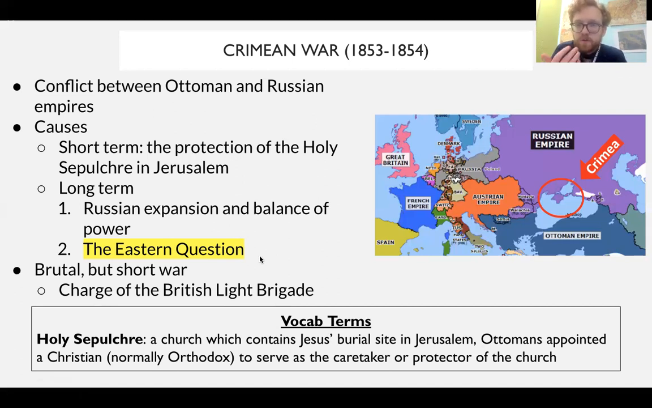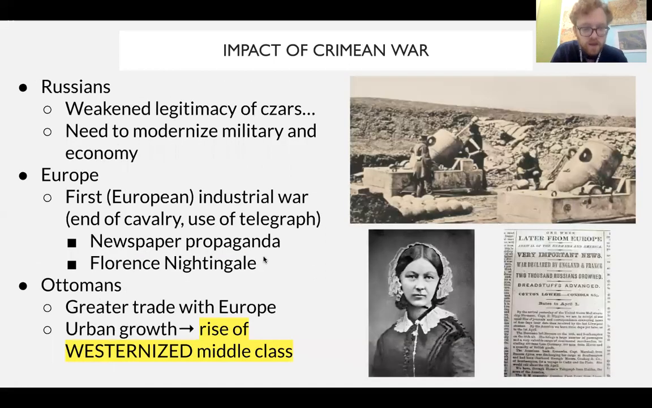Why is it important for us today? Because it's important for both the Russians and the Ottomans. Well, firstly, the Russians think that this is important because its loss in the Crimean War is going to weaken the legitimacy of the Russian czars. The czars are not going to be as influential as they previously were as a result of the Crimean War. And it's going to lead to calls in Russia to westernize and industrialize. But we'll talk about that more in a second.